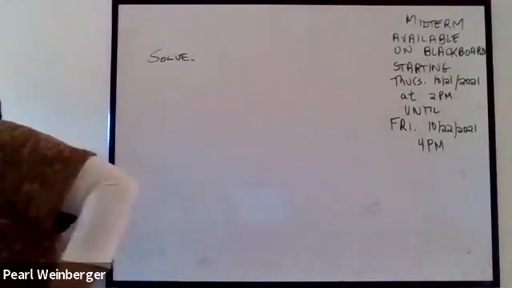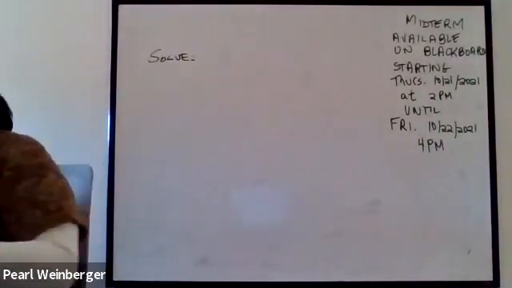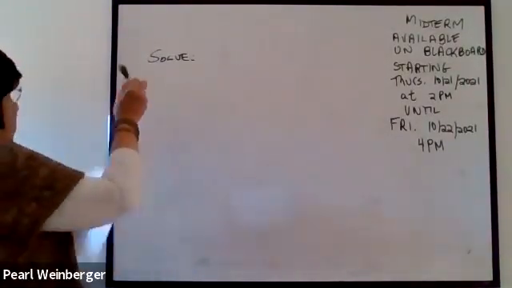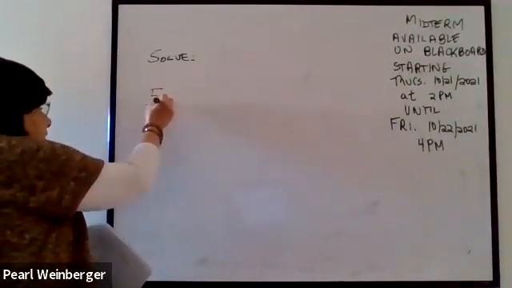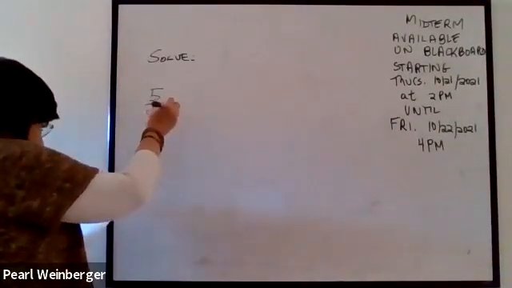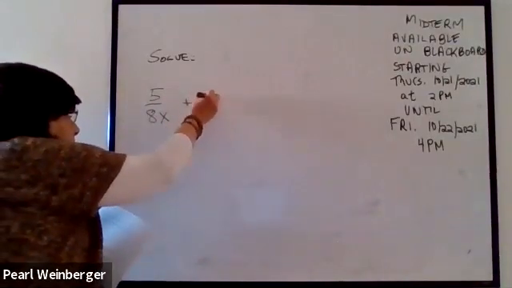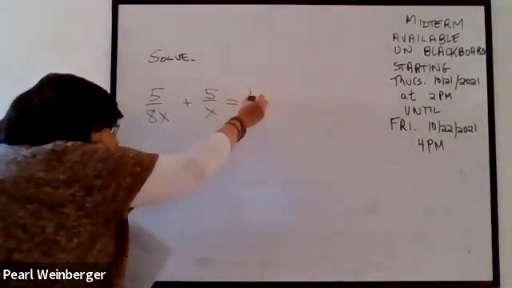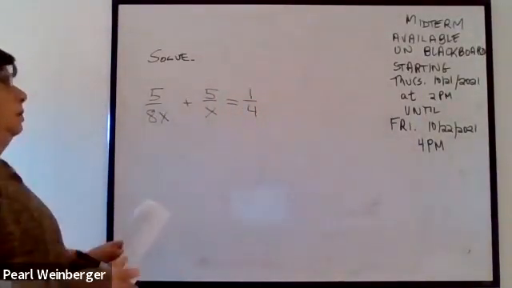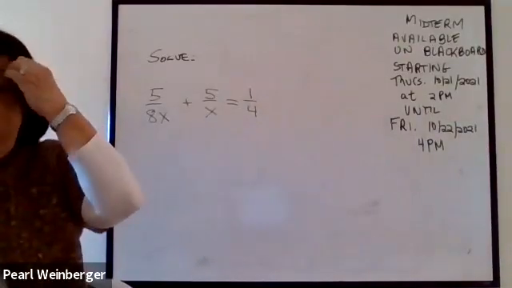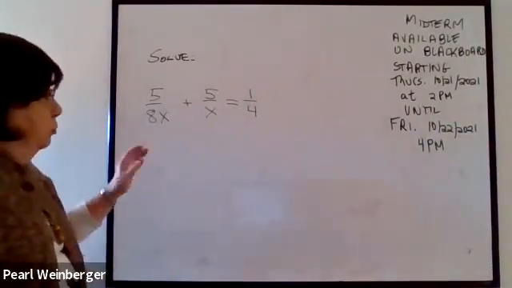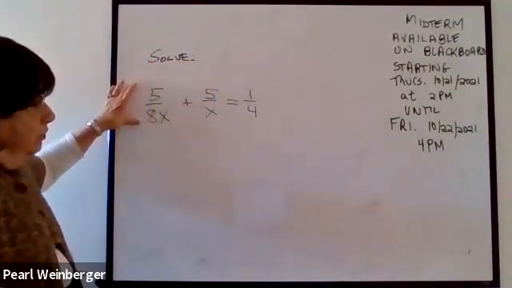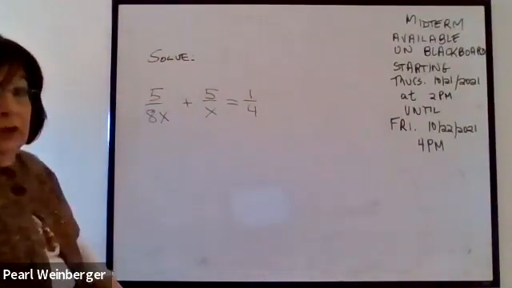Okay, suppose I ask you this question. I have 5/8x plus 5/x equals 1/4. This is an equation that has fractions in it, but it's not a proportion because on the left side of this equation, I don't have just one fraction, I actually have two fractions.